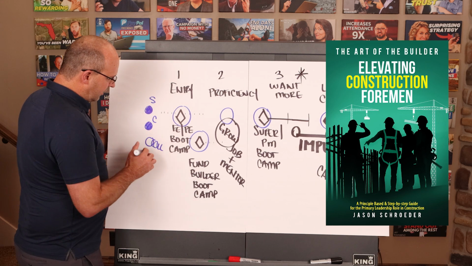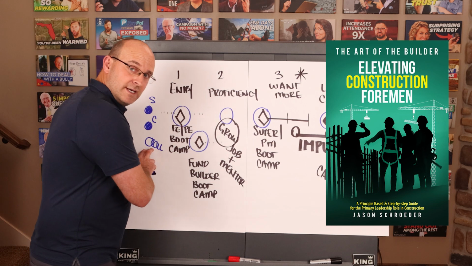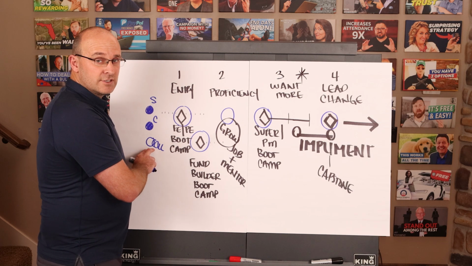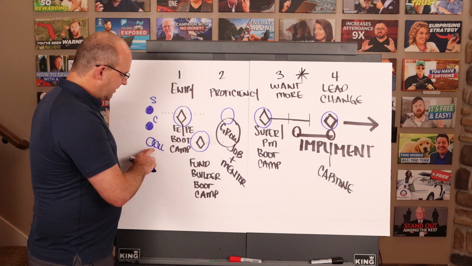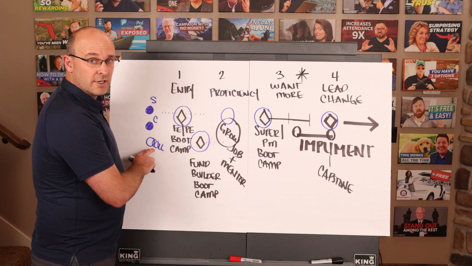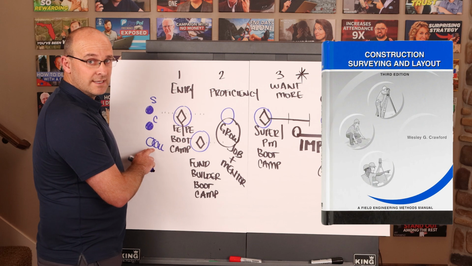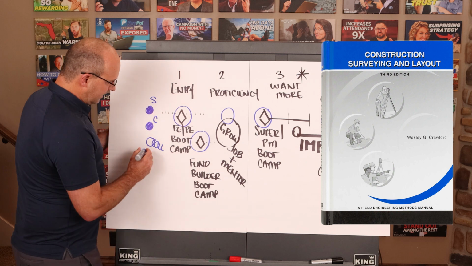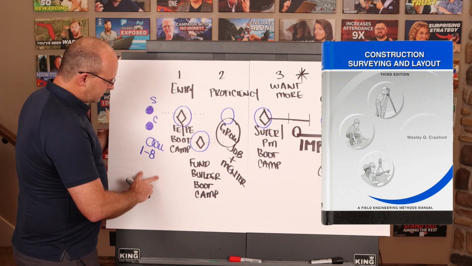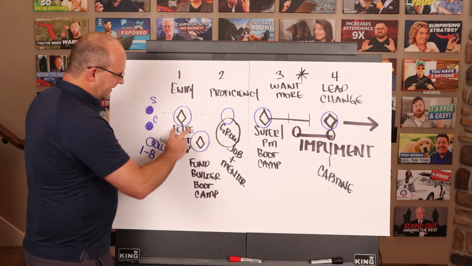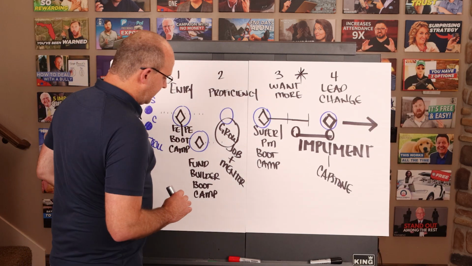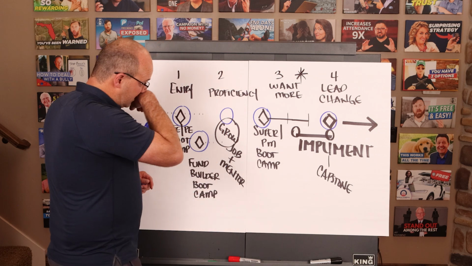And if you're coming from college, the book that I would recommend here until we have one for you, eventually we'll have one called Elevating Construction Field Engineers. But in the meantime, the book is called The Field Engineering Methods Manual, otherwise known as Construction Surveying and Layout by Wes Crawford. Read the first 8 chapters for this. Okay, so these books are going to set you up really, really nicely right here. Okay, now let's go into this here.